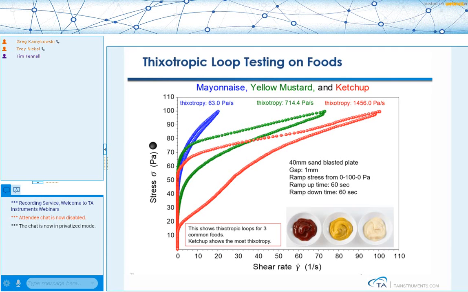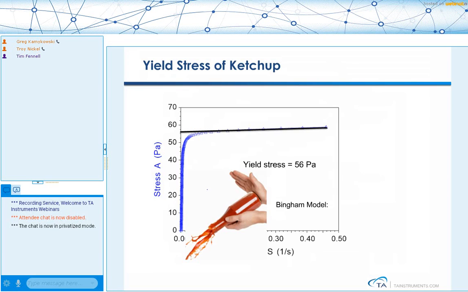So you can see that the mustard has more damage being done, as this down curve is of a lower stress than the up curve. And the ketchup shows quite a sizable amount of damage. There's a lot of thixotropy with this system, as evidenced by the big difference between the up curve and the down curve.